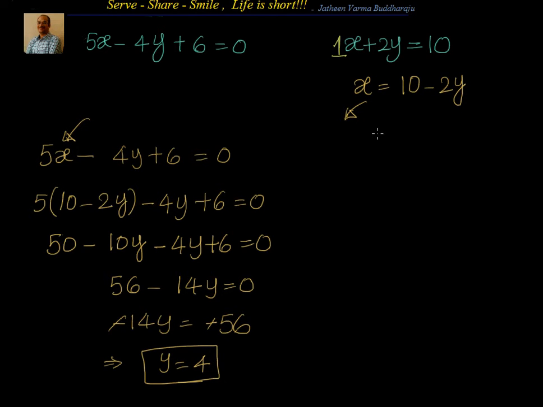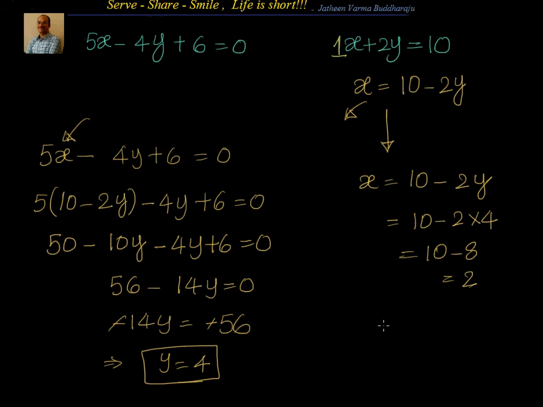Now once I have y equal to 4, I'll go back and say x is equal to 10 minus 2 into y, but I know the value of y is 4, so that's 10 minus 2 into 4, which is equal to 10 minus 8, which is equal to 2. So you have x equal to 2 and y equal to 4. So the values of x and y to solve these two equations by the substitution method are 2 and 4.